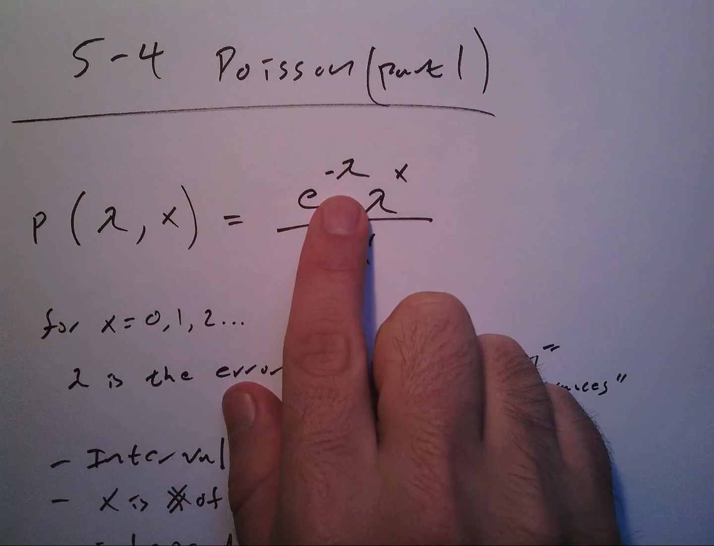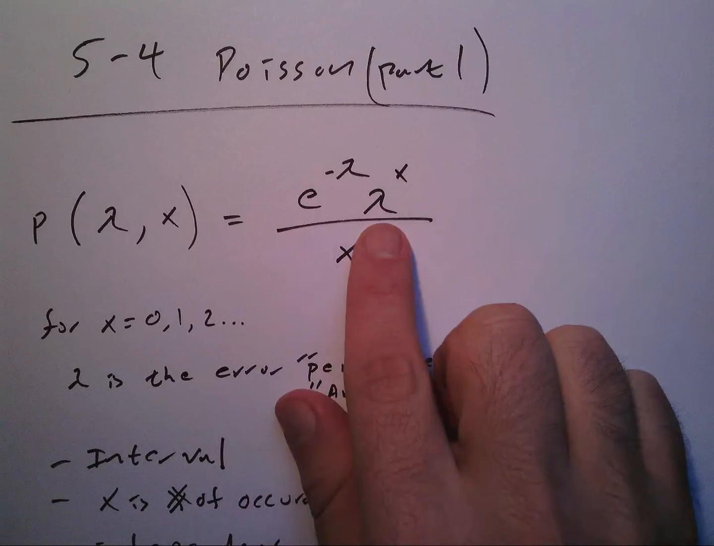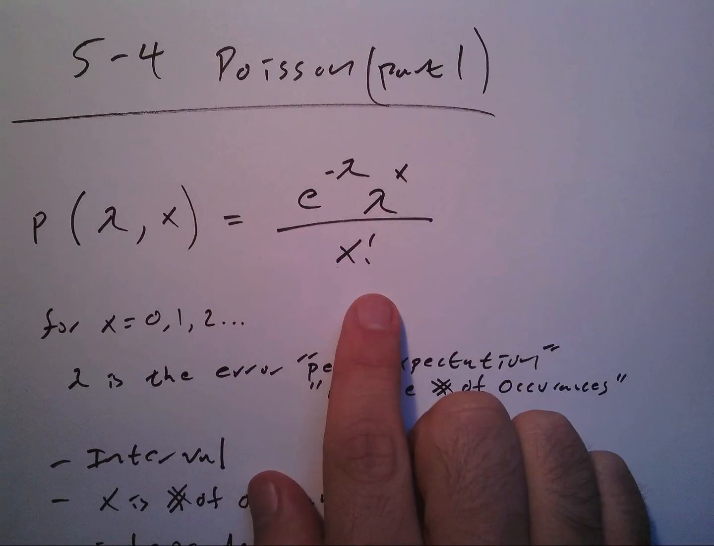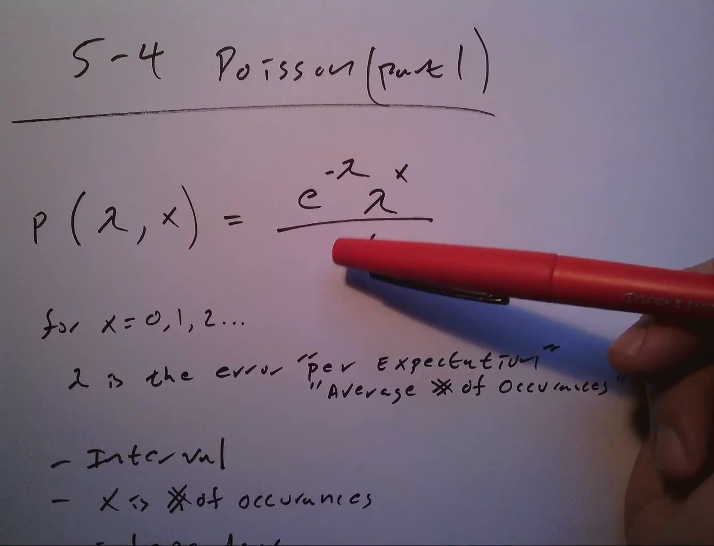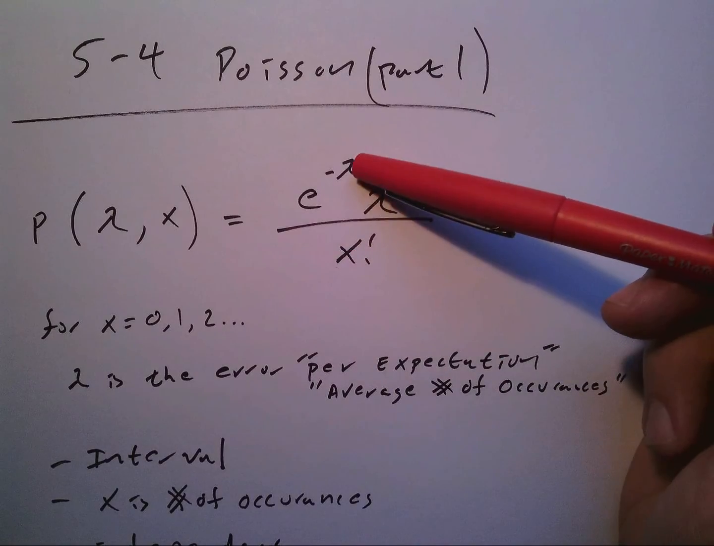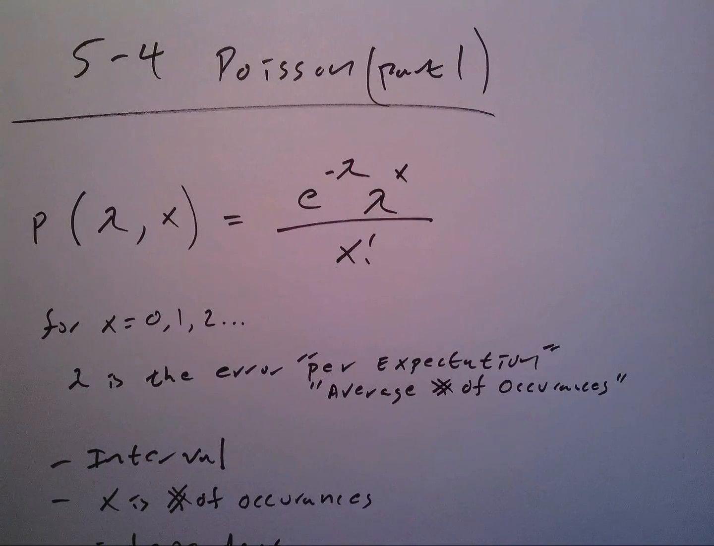e to the negative lambda, multiplied by lambda to the x, all divided by x factorial. Now, you might be asking yourself, why not just move this downstairs because of a negative exponent? I don't know. That's how this book writes it. I've seen it written in a couple different forms.